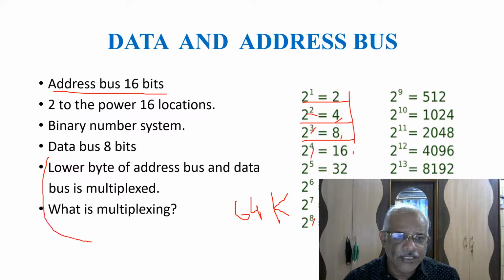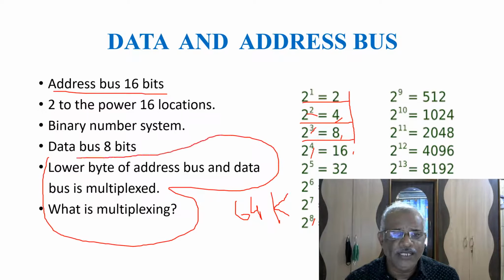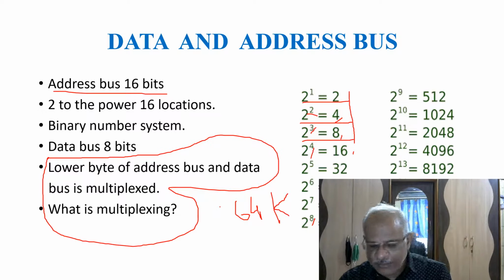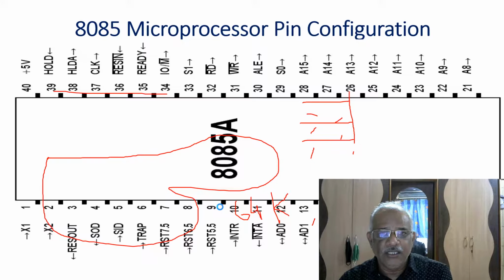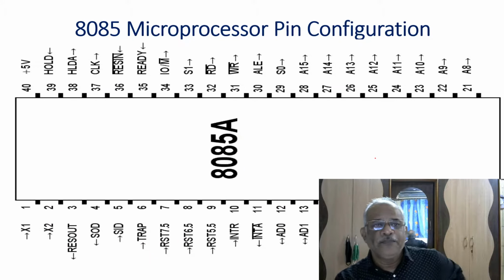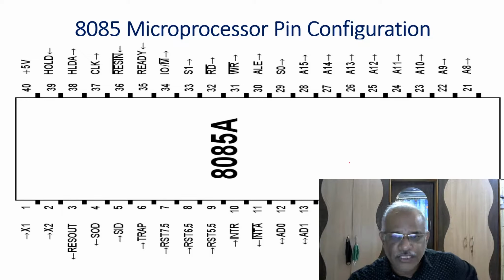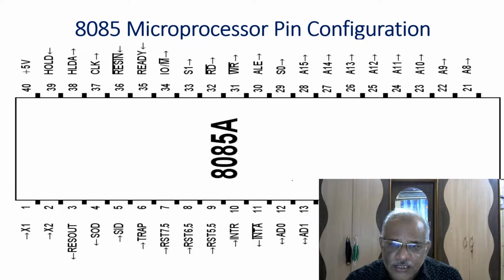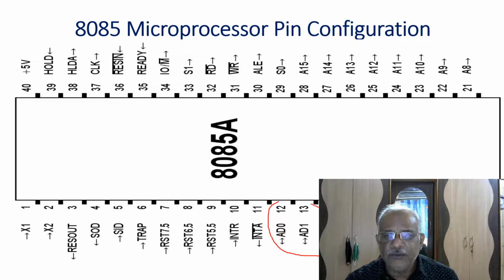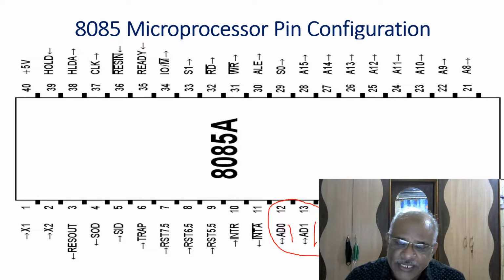what is meant by the multiplexing and demultiplexing of the address bus, that we will see. For that purpose I will have to go a little bit here, and I will first of all wipe it out, and then we will see the microprocessor pin configuration, and we will be discussing the pins just for the sake of understanding the concept of multiplexing and demultiplexing. Here you may see AD0, AD1, AD2, AD3 and so on. So these are the address and data bus.